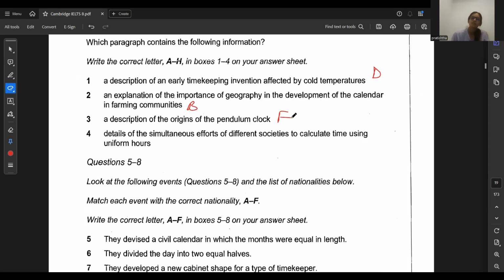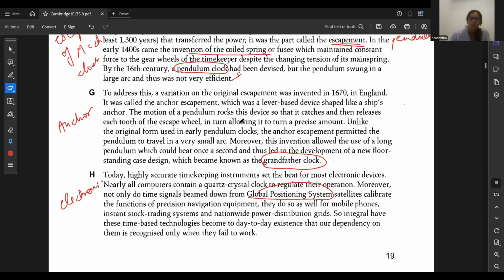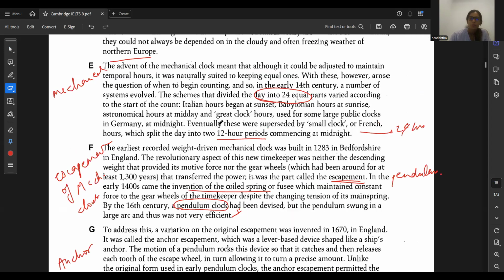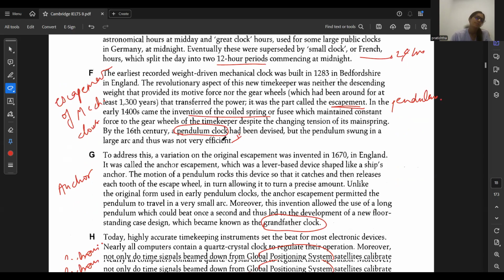Details of the simultaneous effort of different societies to calculate time using uniform hours. It was, I think, uniformity. I think it was the advent of the mechanical clock, where they wanted everything to be uniform, right? So I think it's E.